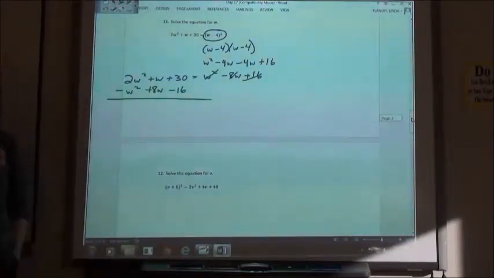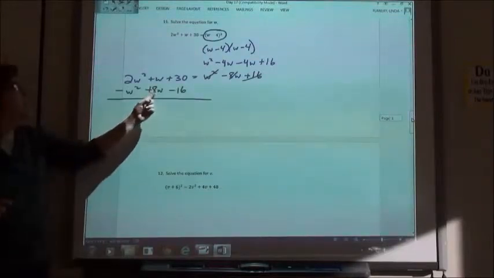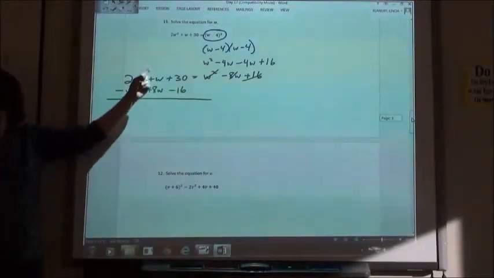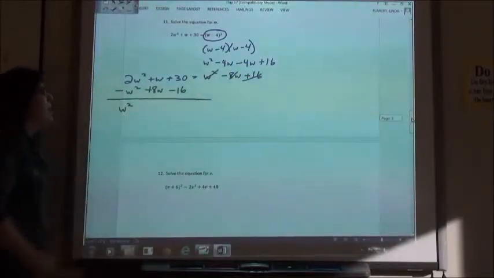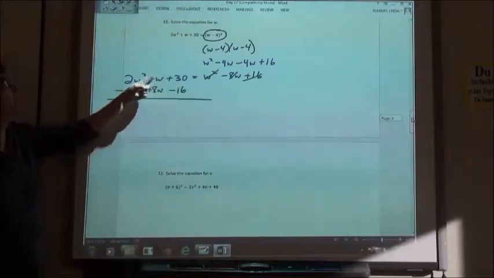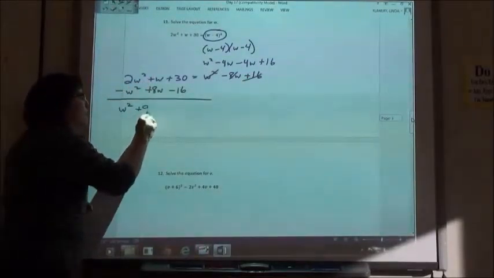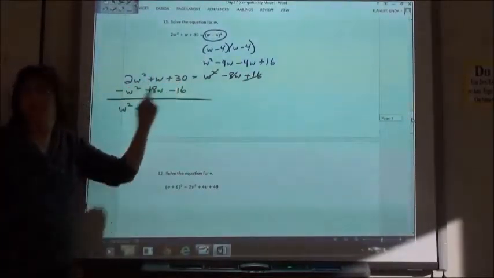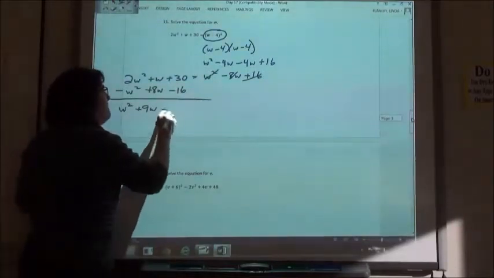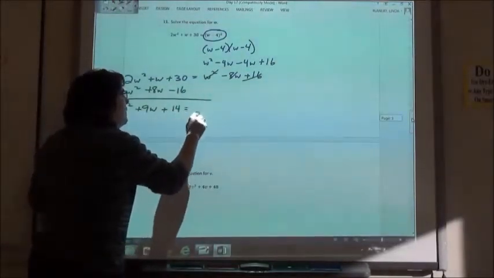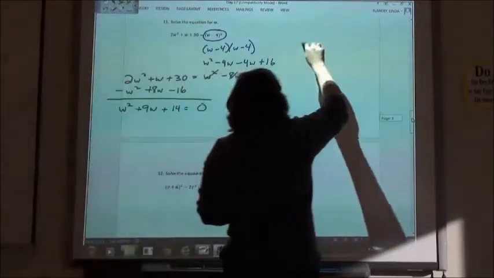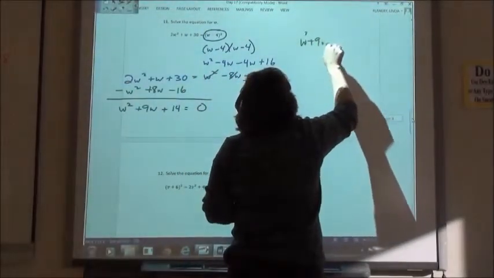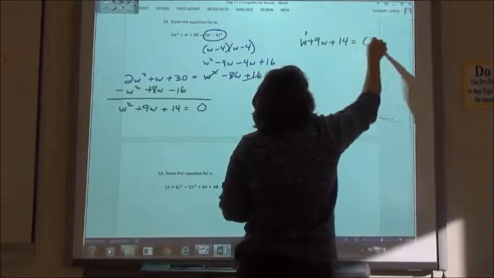This is just 8W, so it adds up to 9W, right? So 2W squared minus 1W squared is W squared. Here I'm adding, not multiplying, so 1 plus 8 is 9W. And then 30 minus 16 would be 14, right? So W squared plus 9W plus 14 is equal to 0.